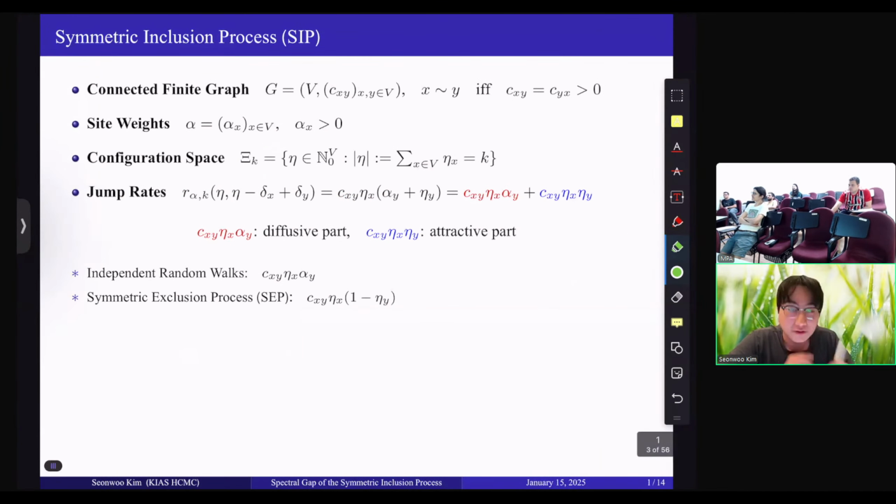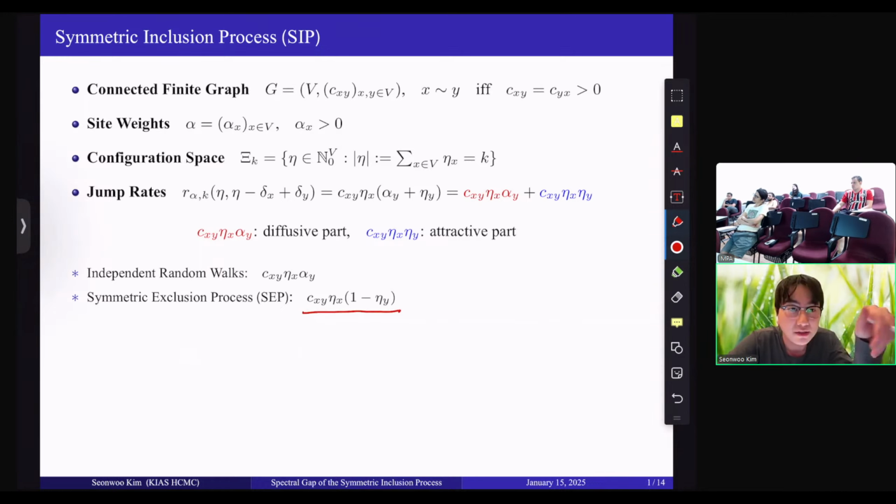And then I want to shortly compare this with two very well-known particle systems. First is the independent random walks. Here you keep simply the diffusive part, which is c_xy eta_x alpha_y, and you can see our model as a perturbation of these independent random walks. And then the much more important one here is the symmetric exclusion process, which we call SEP, and for our model, we call it SIP. And for SEP, as many of you will know, the rate is given as this one.